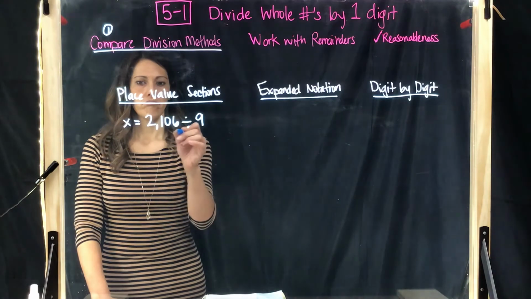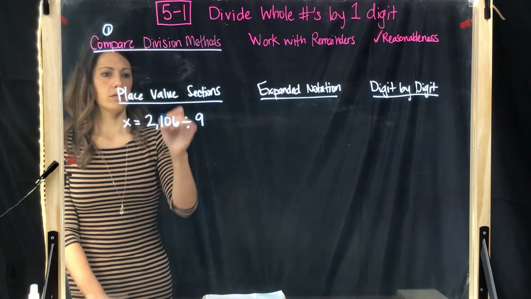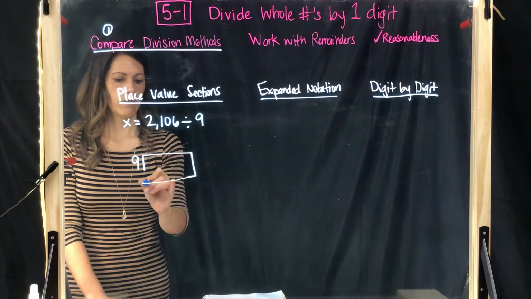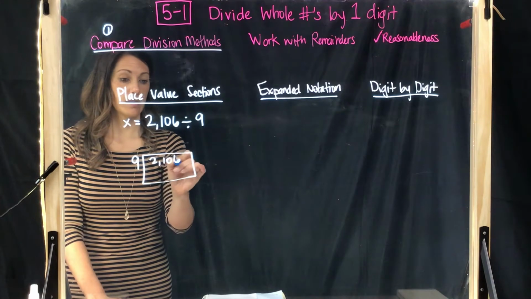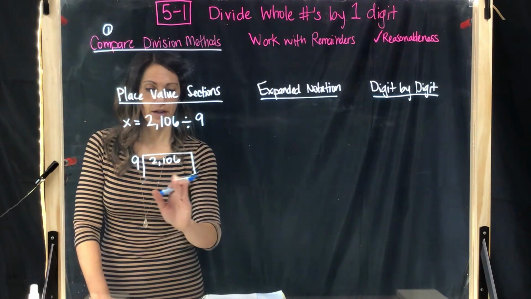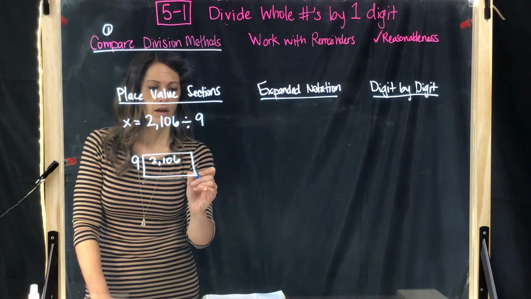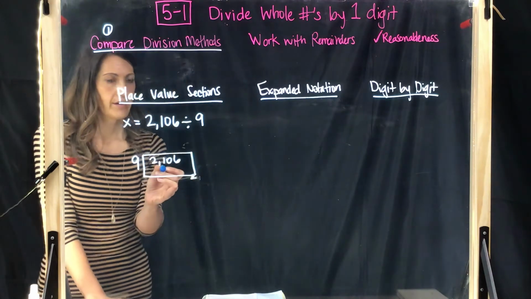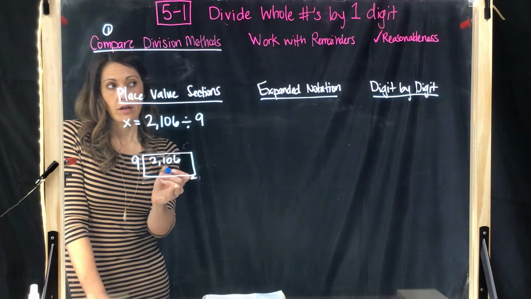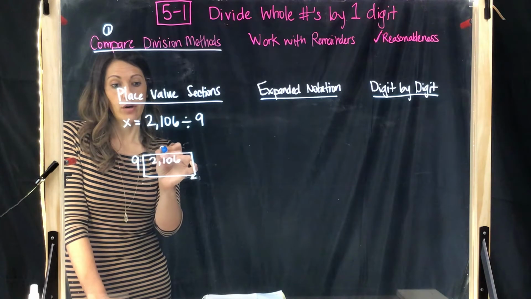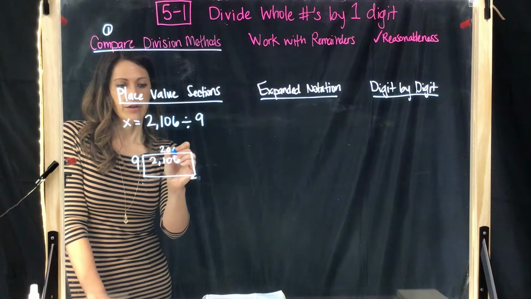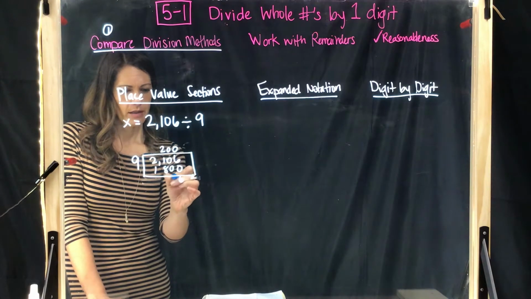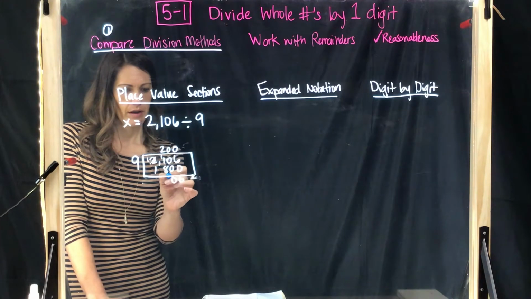With this, I will take a look at the 9, put it on the outside of my division box, and put the 2,106 on the inside. And remember, with this method, I'm looking at the entire number. So let's take a look. 9 goes into 2. No, 9 goes into 21. Yes, 9 times 2 is 18. So 9 times 200 would be 1,800. And when I subtract that, I'm going to have to regroup here. 8, 9, 10, 11, 3.